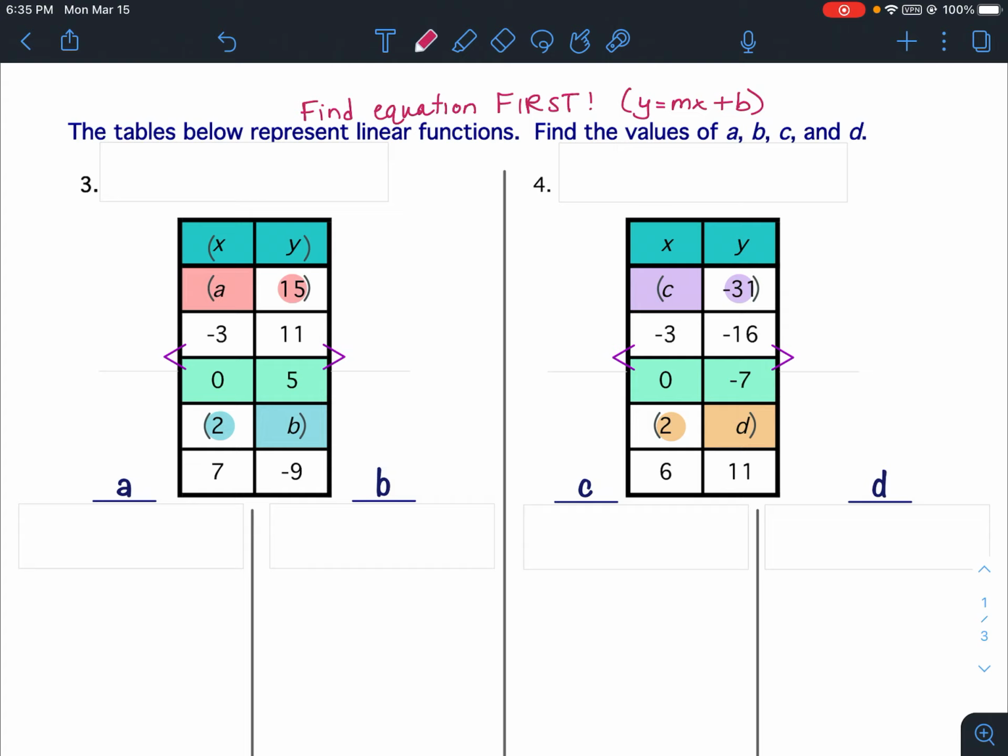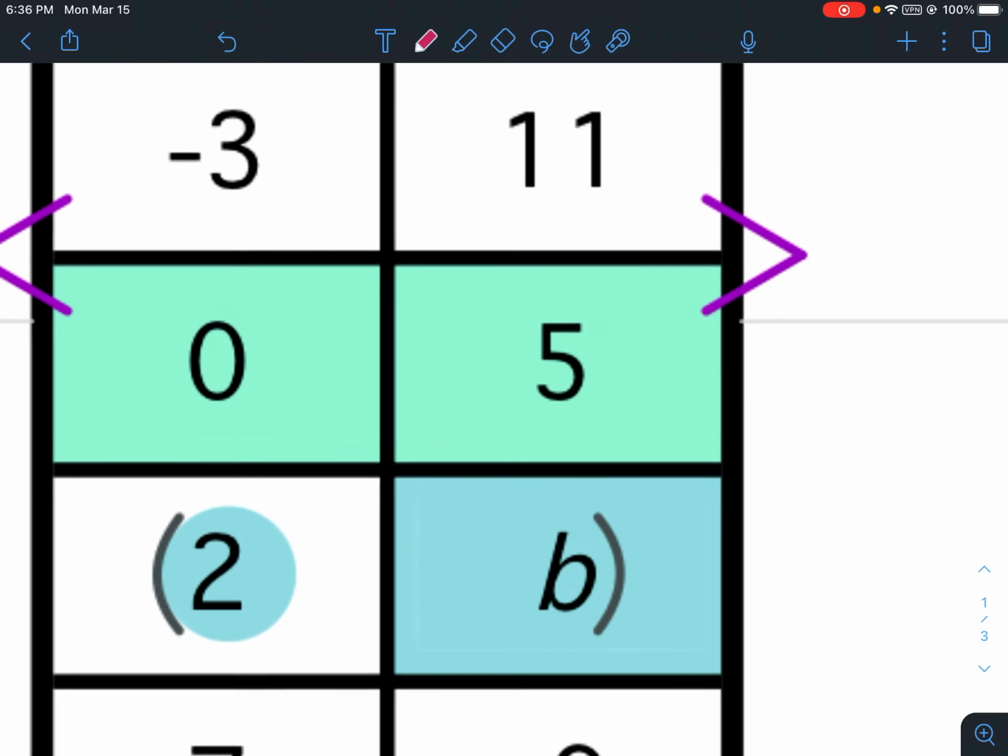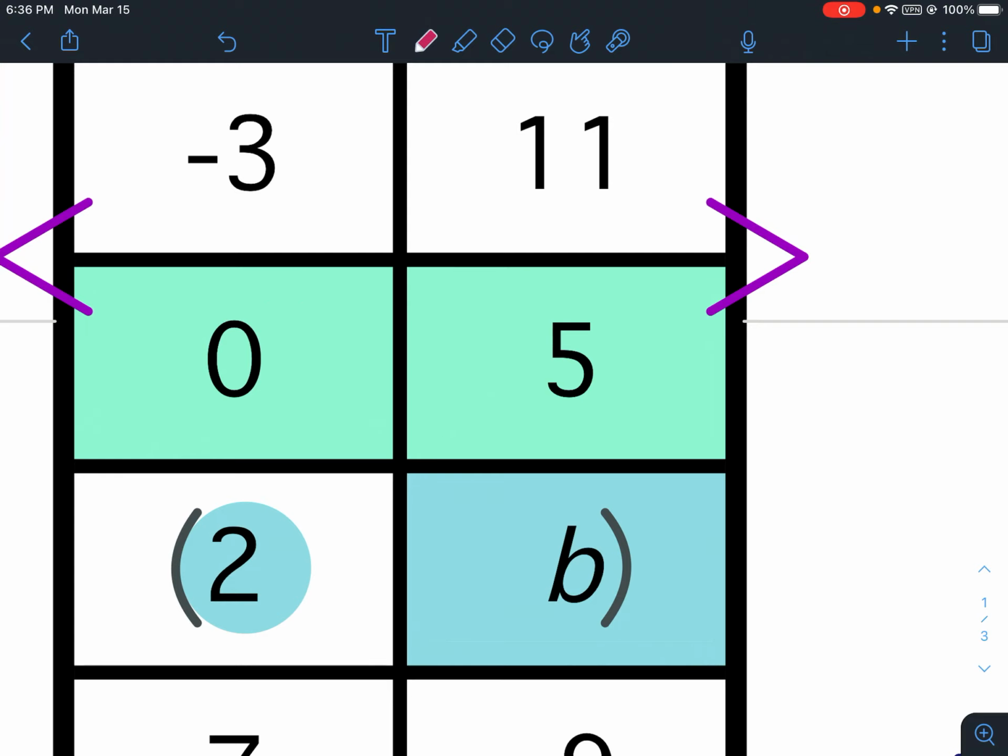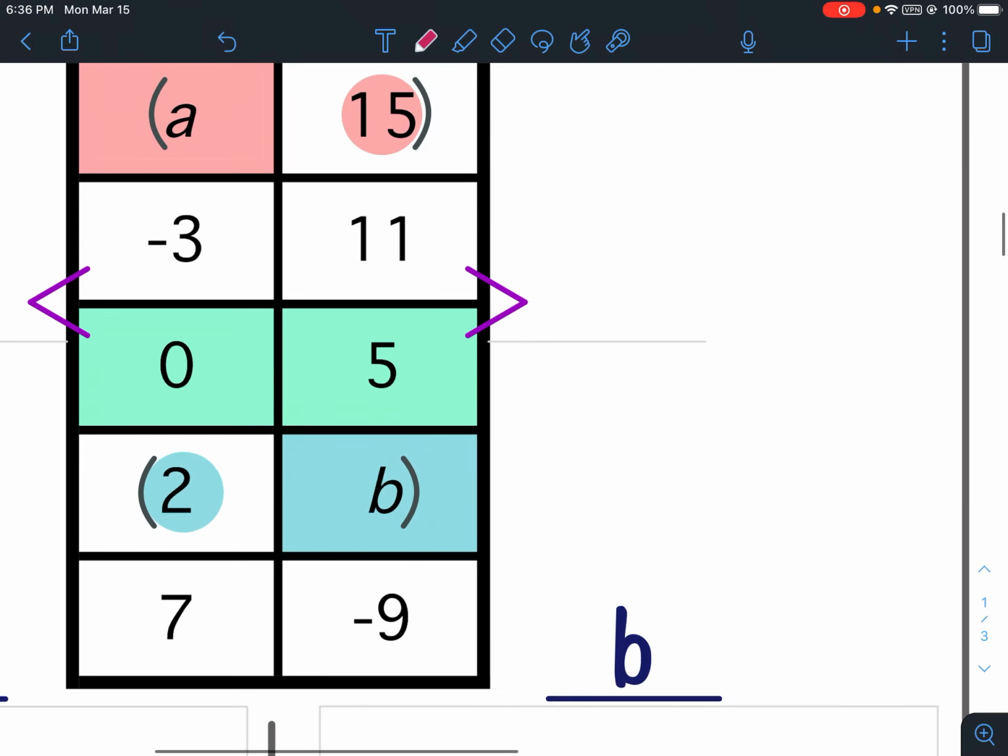All right, so the first thing we need to find is b. B is your y-intercept. Remember, the y-intercept is the value of y when x is 0. And that is why I have this highlighted in the middle. You see where x is 0? That right there is the information I need for the y-intercept. X is 0 right here, so the value of y is 5. That means that 5 is my y-intercept, the b part of the equation.